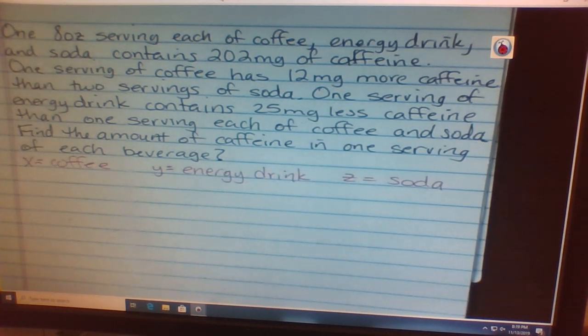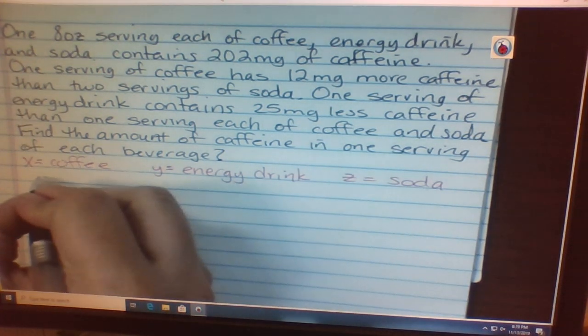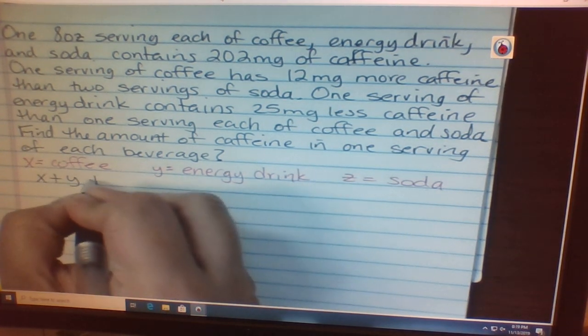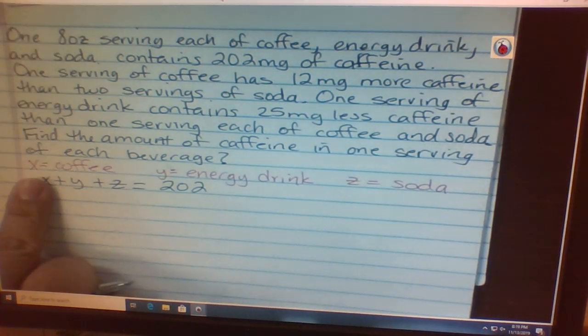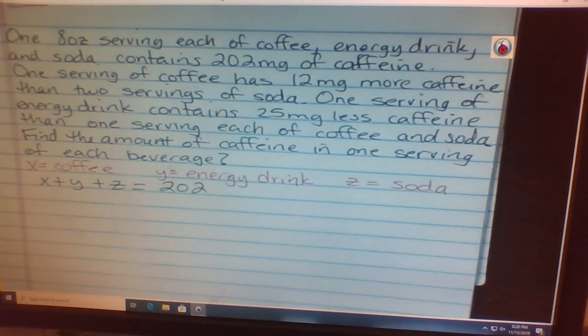So the first equation, what would it be? X plus Y plus Z equals 202. Very good. So 1, 1, and 1 together, they are 202 milligrams of caffeine. Second one, what would it be? X, Y.